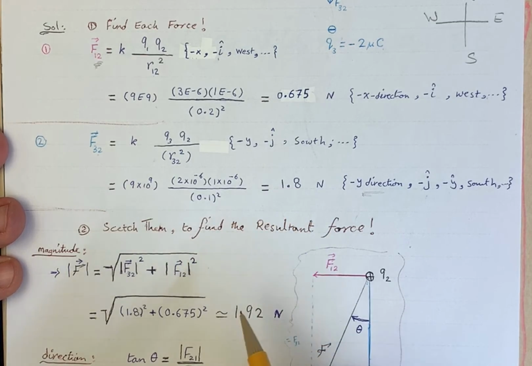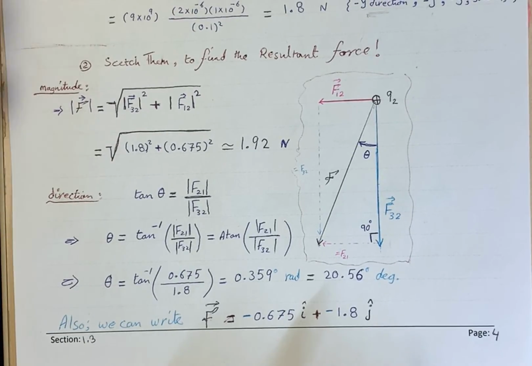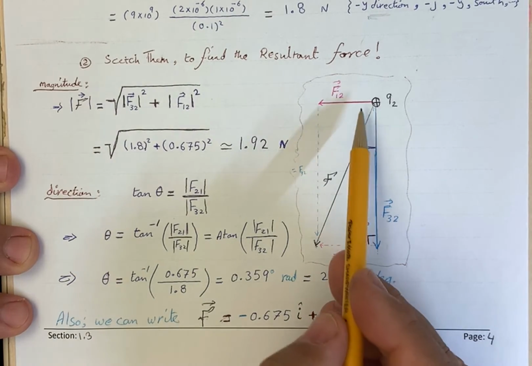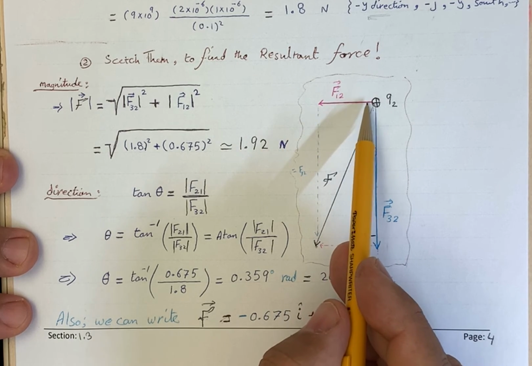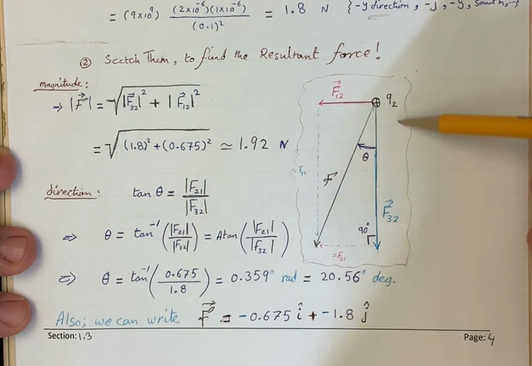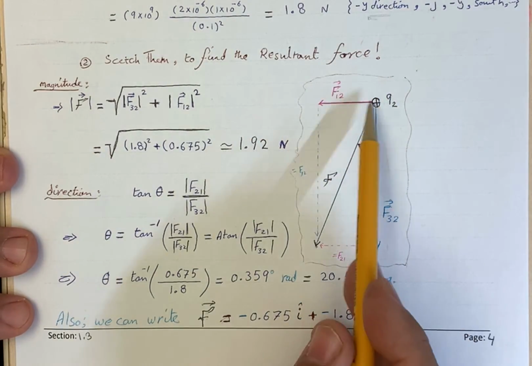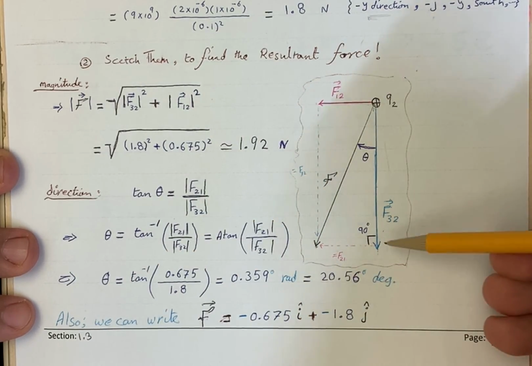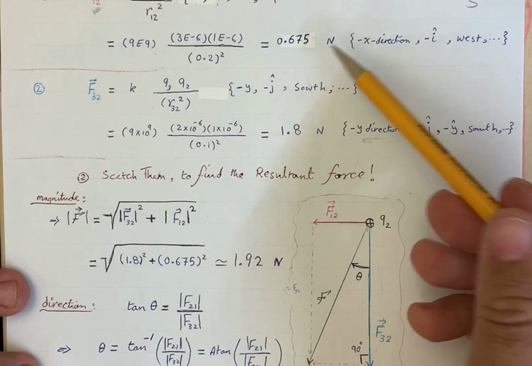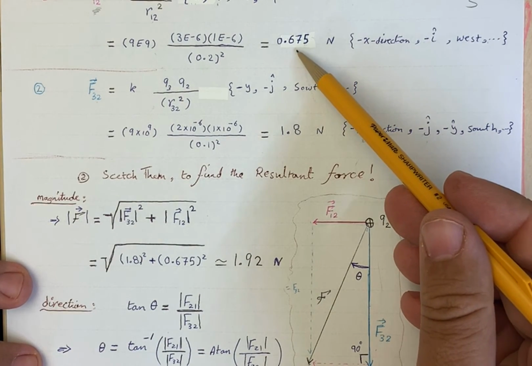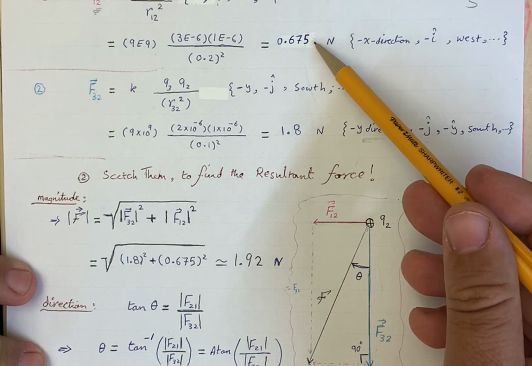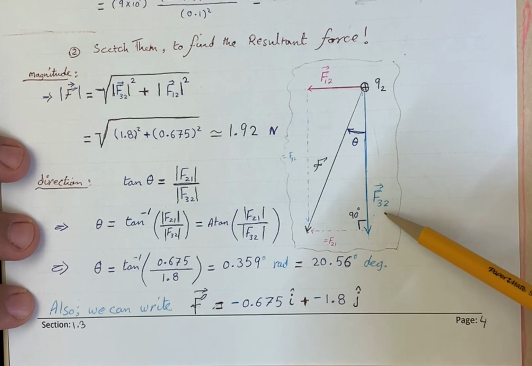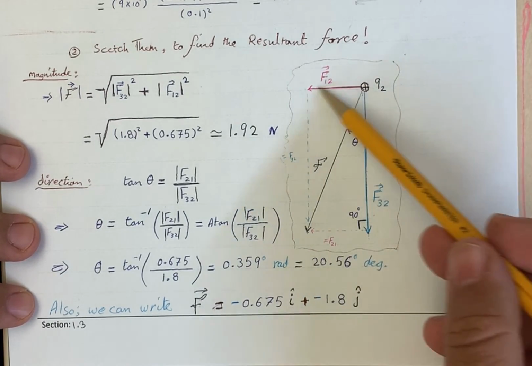But now we have a different way to add these vectors together. We have them like this. We have F12 to the west, which is the negative x direction. We have F32 in the negative y direction, or j direction. The length of each force is proportional to its magnitude. The first force is 0.675. This one is 3 times more than this one. So the length of F32 is almost 3 times the first force.